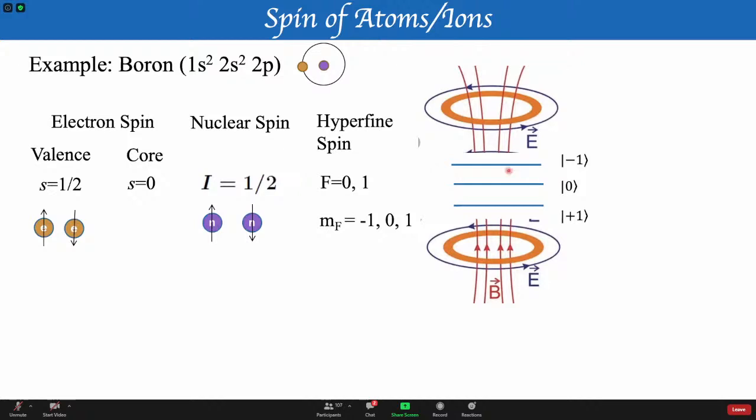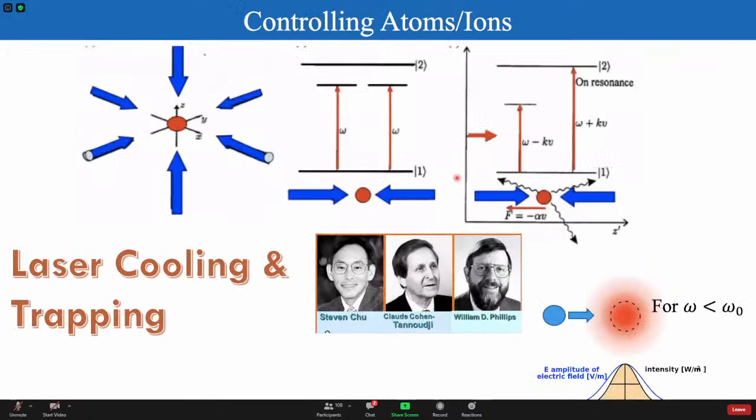Now, in the experiment, if you want to do quantum technology, any kind of experiment using these atoms or ions, you need to restrict their motion, otherwise it will be difficult. So you have to confine these atoms or ions to a certain position and do the experiment.